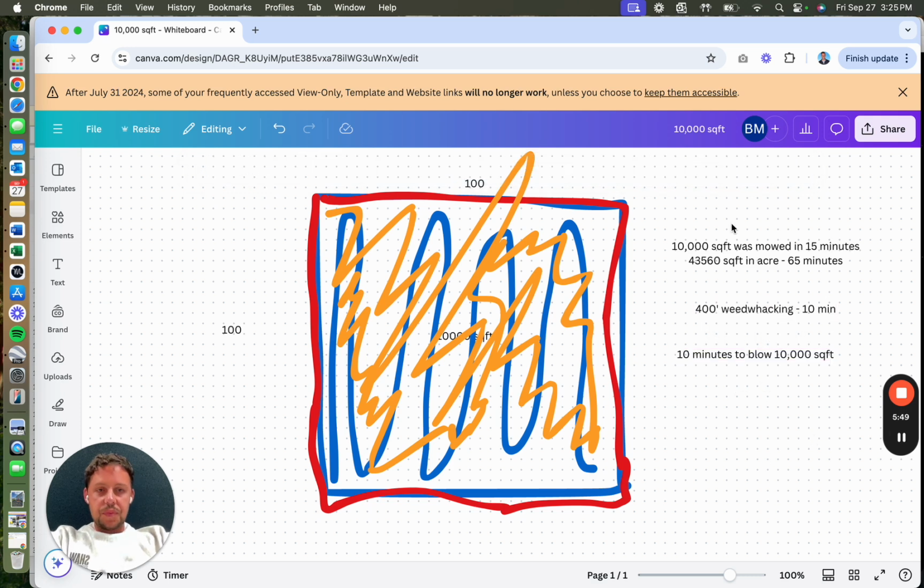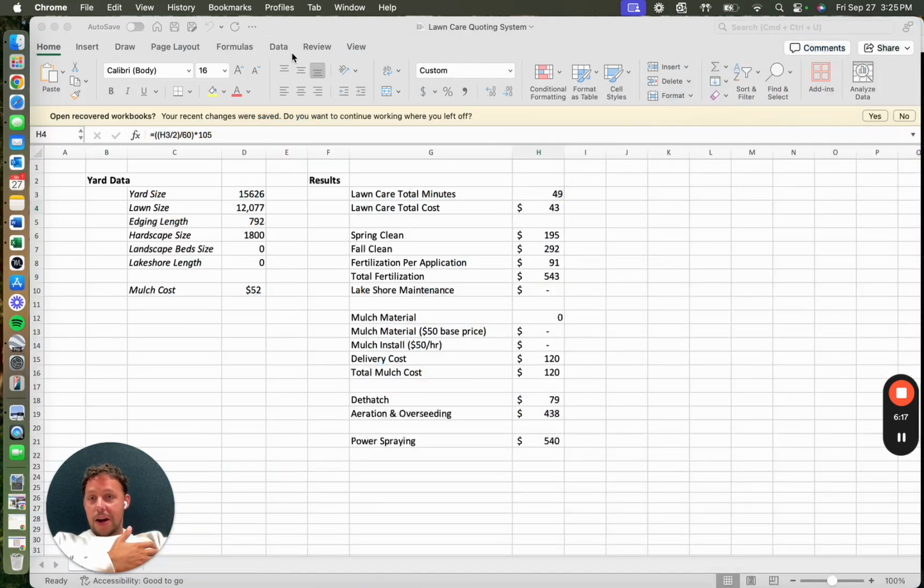Okay. So with this information, we were able to do the rough math on it and figure out that it takes us X amount of time to mow per square foot, X amount of time to weed whack per linear foot, and then X amount of time to blow per square foot. So we were able to come up with our rough numbers of how long it takes us per square foot to do everything.